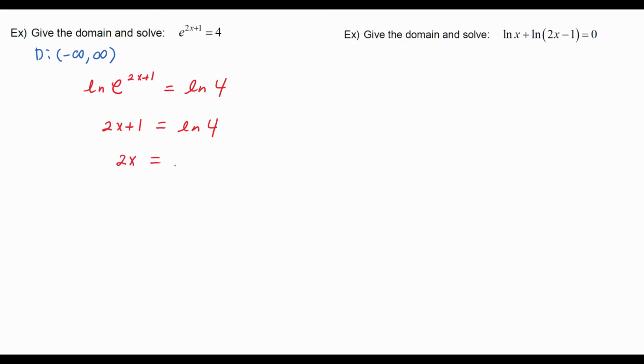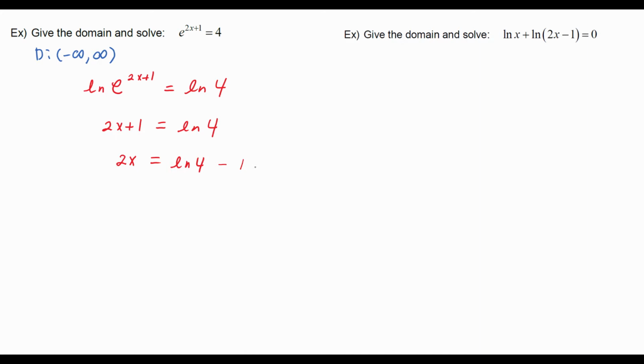So you have 2x equals ln 4 minus 1. And I don't want to write minus 1 here, because then sometimes you think, oh, well, 4 minus 1 is 3. But that's not what it is, right? The input for ln is 4 only, and you are subtracting 1 from the entire ln 4. So this is really bad writing.